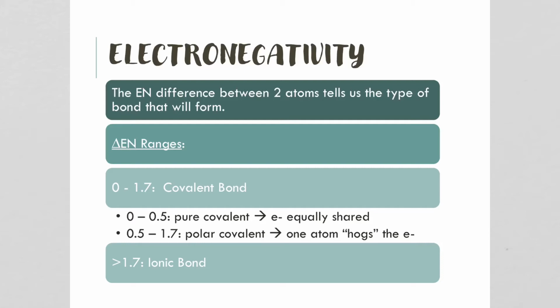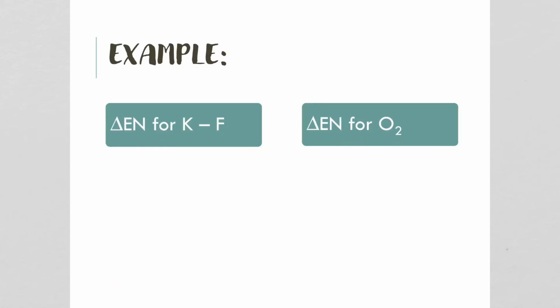We'll also learn a little bit later, for covalent bonds, you can have a pure covalent bond. That would be from 0 to 0.5, so the electrons are pretty much equally shared between each atom. But 0.5 to 1.7 would be a polar covalent bond, so one atom is actually hogging the electrons. And again, we'll talk about covalent bonds in a later lesson. We're concerned right now with ionic bonds.